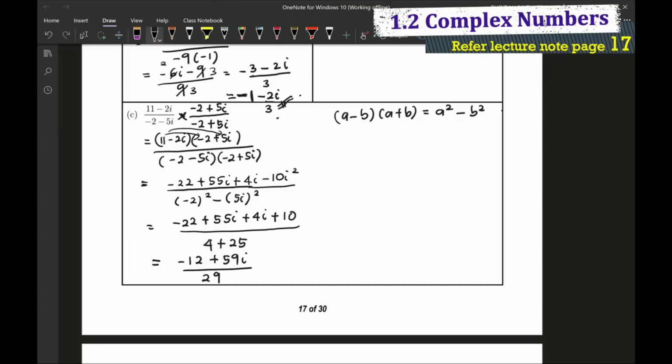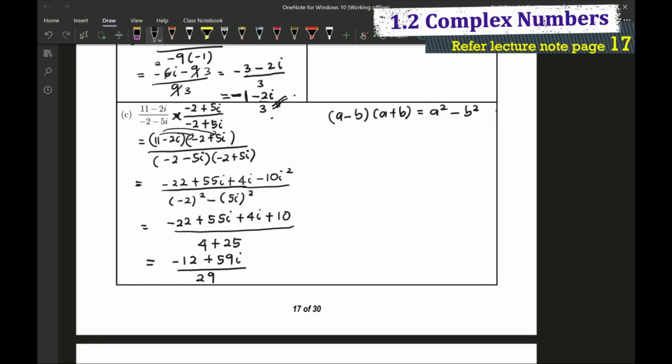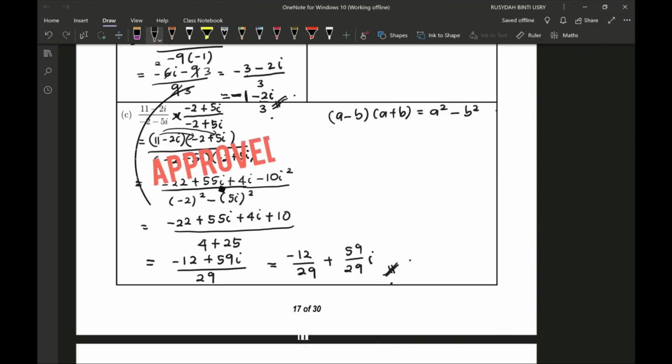So for our final answer, better we put this in this version to make it look more normal: negative 12 over 29 plus 59 over 29i. So that's our final answer.